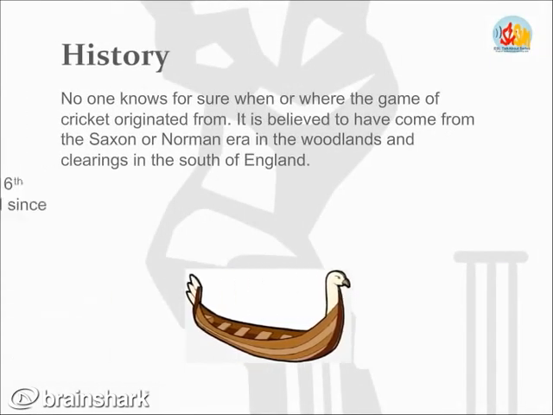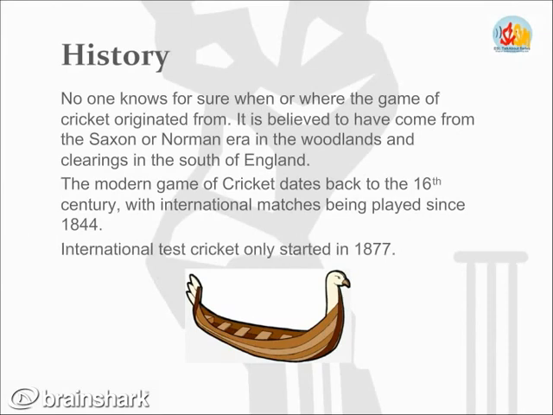History. No one knows for sure when and where the game of cricket originated from. It is believed to have come from the Saxon or Norman era in the woodlands and clearings in the south of England. The modern game of cricket dates back to the 16th century, with international matches being played since 1844. International Test cricket only started in 1877.